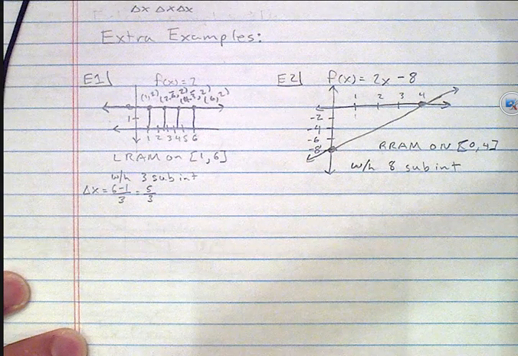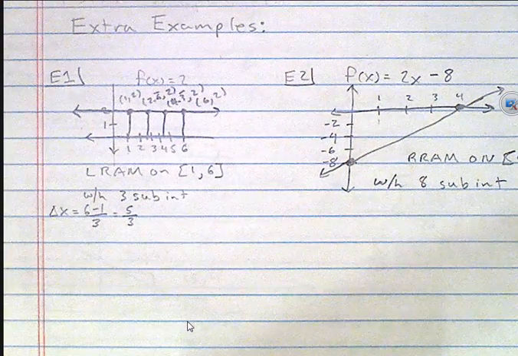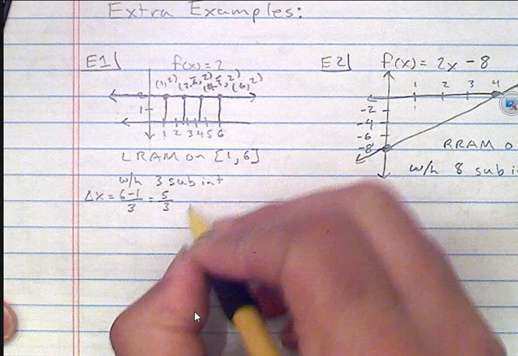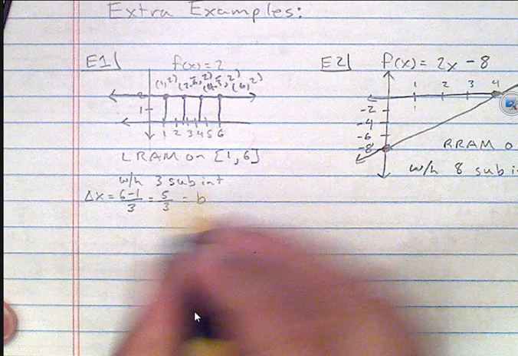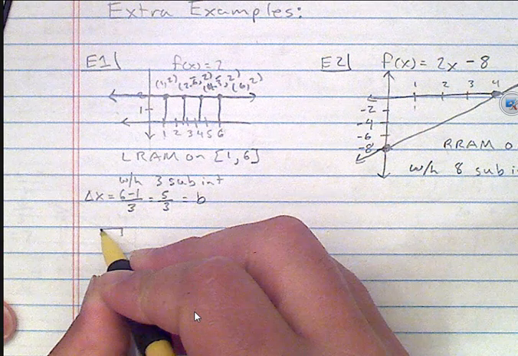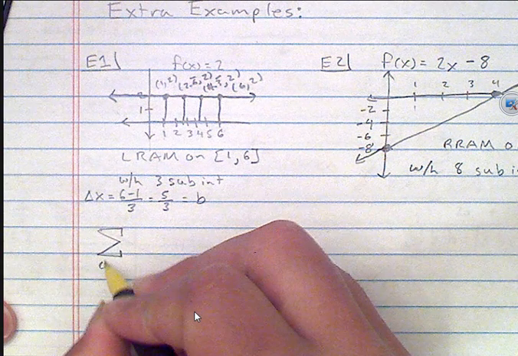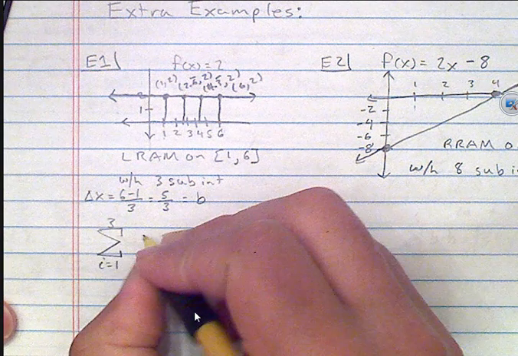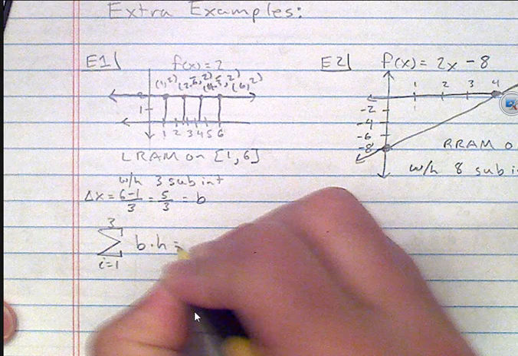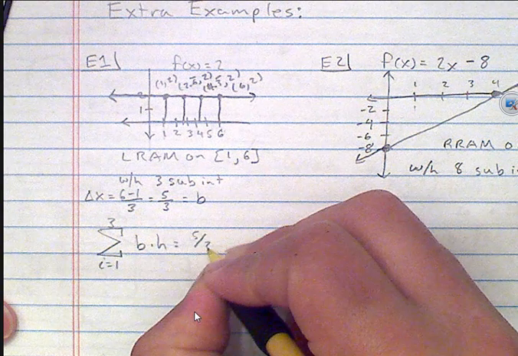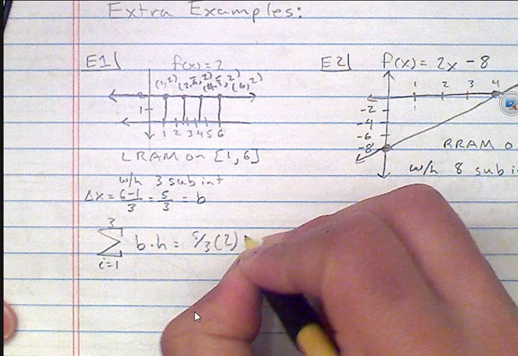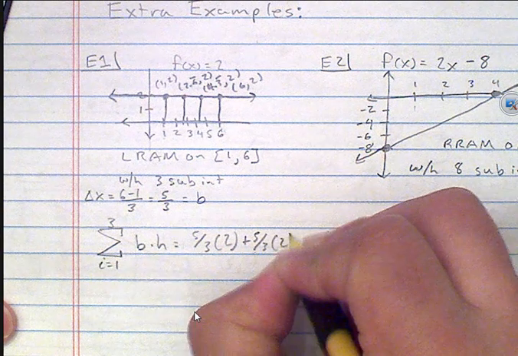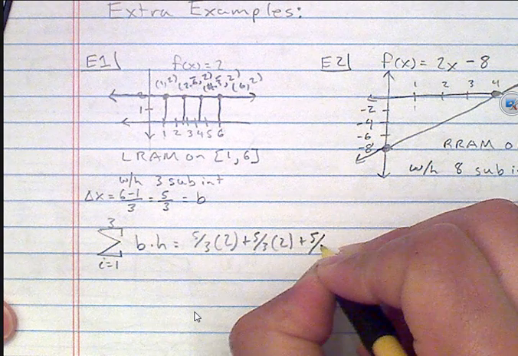Let me go ahead and zoom in on this one. And this is our base. So let's go ahead and do it the easy way. I equals 1, how many things? 3. We're adding up 3 rectangles. So base times height. The easy way would be 5/3 times 2 plus 5/3 times 2, because the base is always 5/3 and the height's always 2.